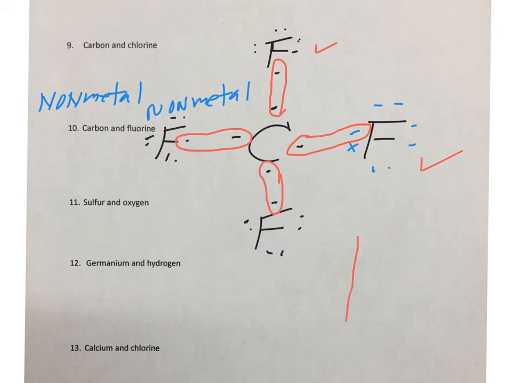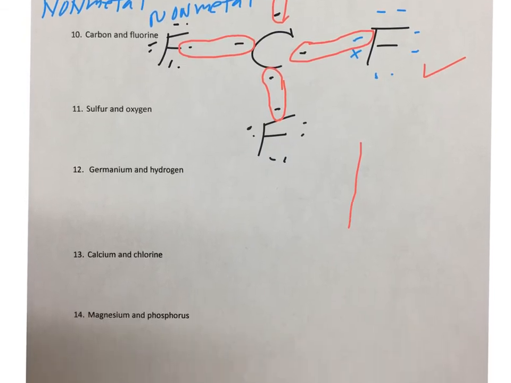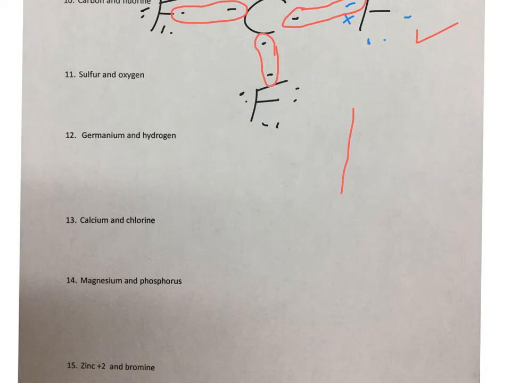Okay, let's do something like, whoops, let's move that up. Like sulfur and oxygen, like number 11. Sulfur has 6 valence electrons, and oxygen also has 6 valence electrons. So how are you going to do that? Well, sulfur is actually going to be in the middle. You have 1, 2, 3, 4, 5. Let's do 6 over here. Okay, the truth is that sulfur is going to share all of its 6 with oxygen.